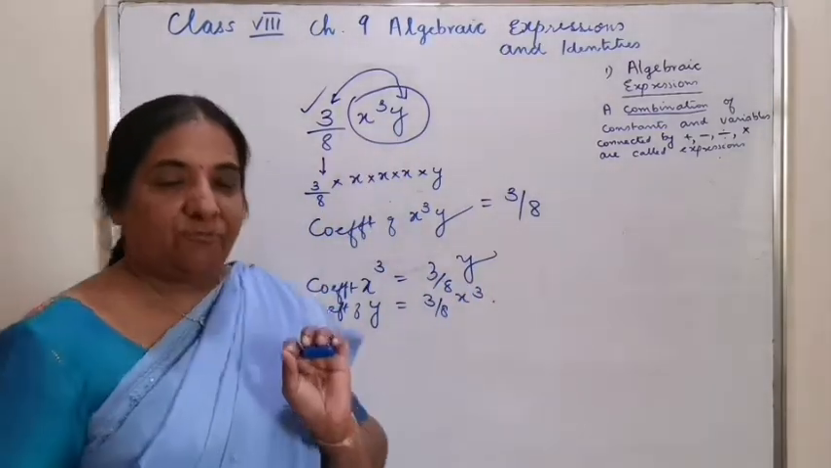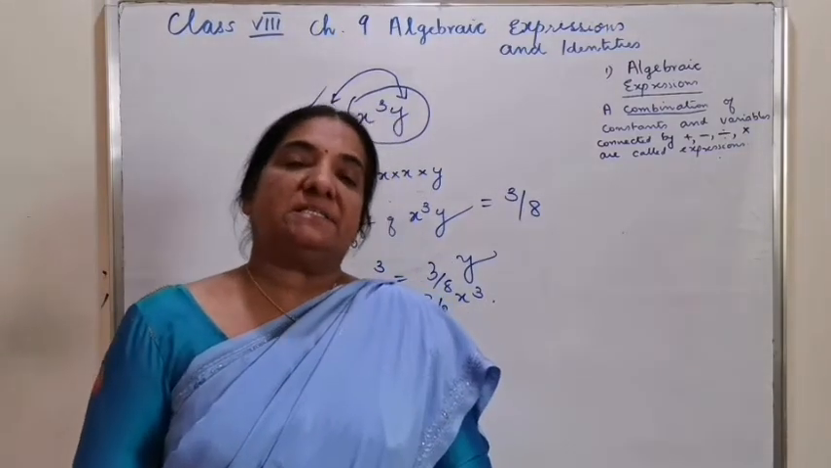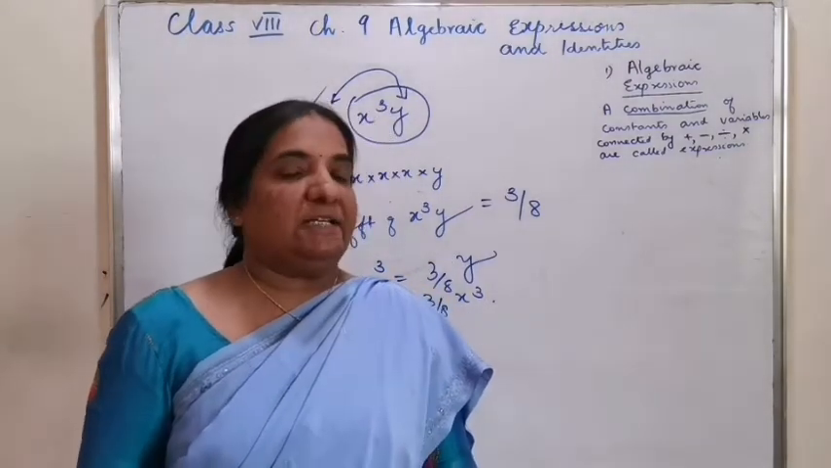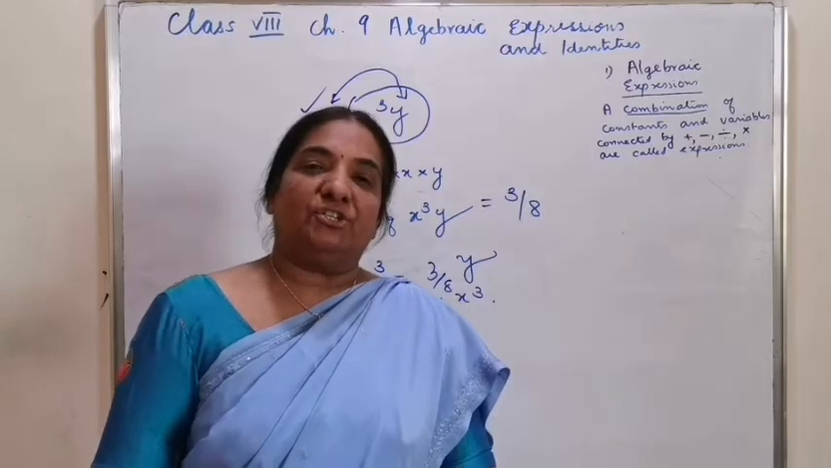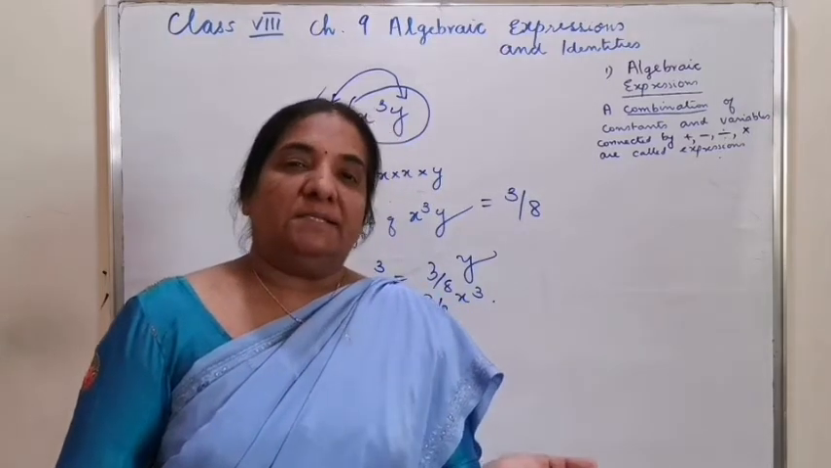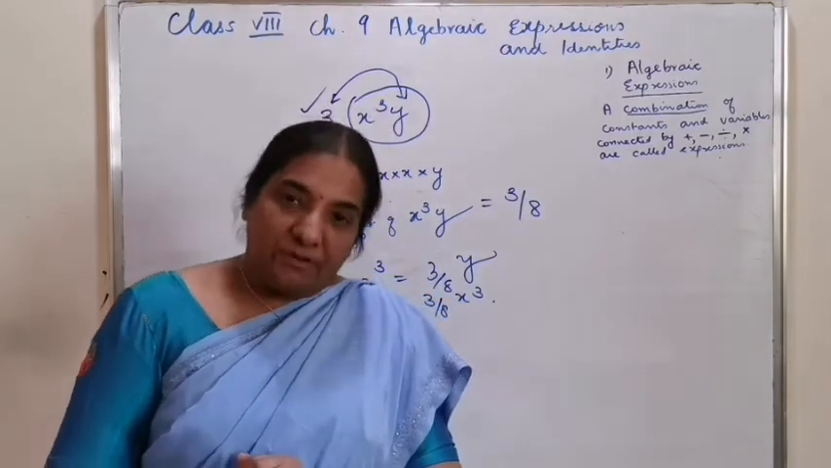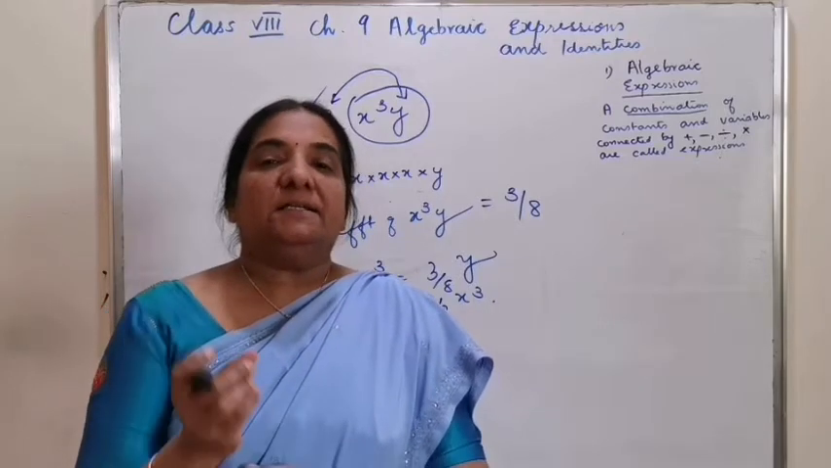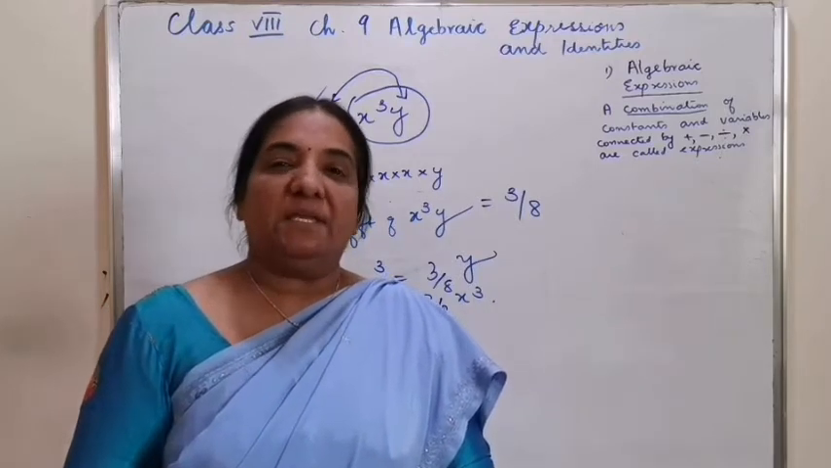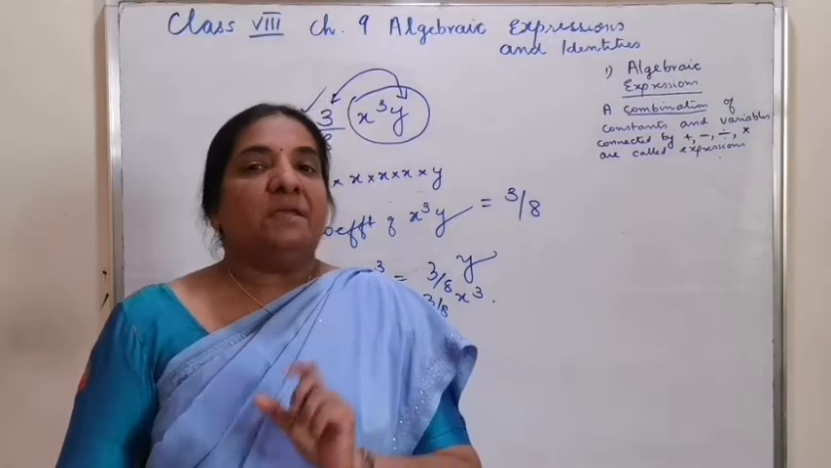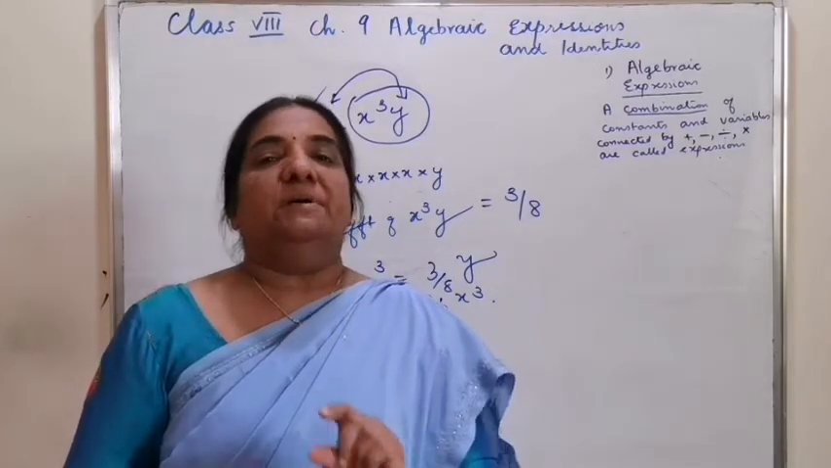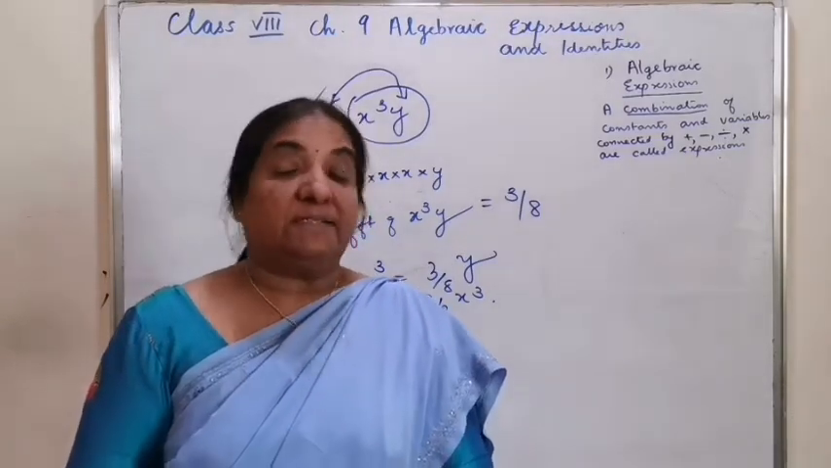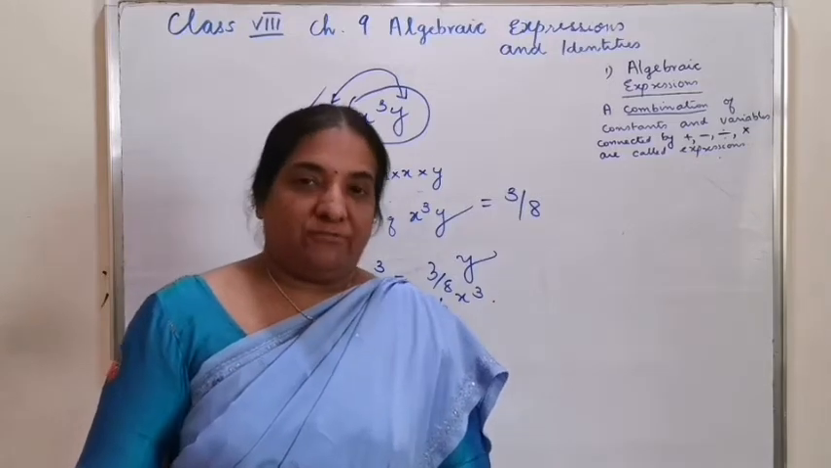That means if only the number is the coefficient, we call it a numerical coefficient, and the others are all called the coefficient of the particular term. Whichever value they are asking, excluding that, the remaining factors will form the coefficient.